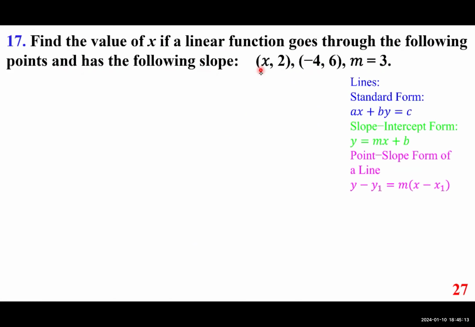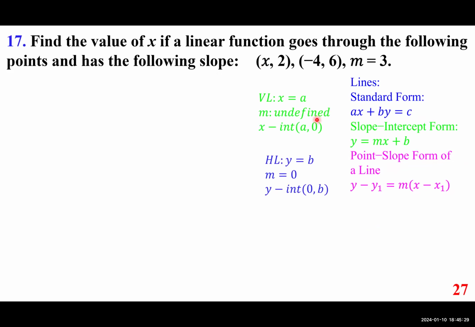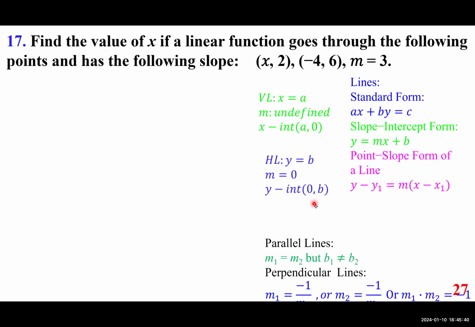Reminding everybody of lines again. Standard form, ax plus by equals c. Slope-intercept form, y equals mx plus b. Point-slope form, y minus y1 equals m times x minus x1. Vertical line, x equals a, and m is undefined, x-intercept at (a, 0). Horizontal line, y equals b, m equals 0, y-intercept is at (0, b).